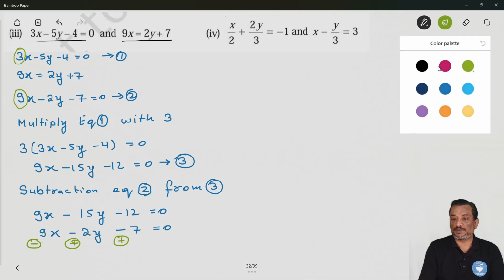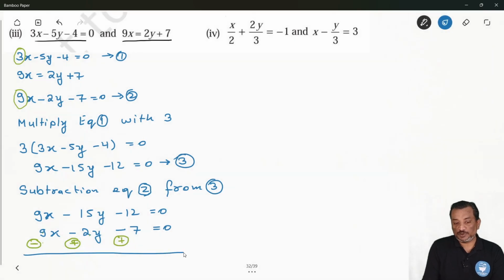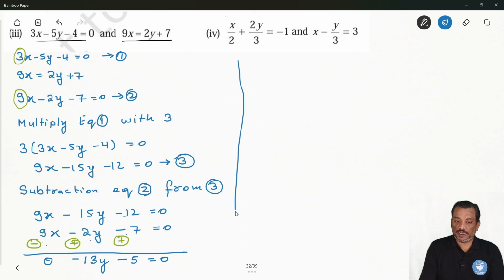Now we will subtract them. So if you subtract them, how much will you get? 9x and minus 9x become 0. Now minus 15y and plus 2y, so how much will you get? Minus 13y. Same way, minus 12 and plus 7, so you will get minus 5 is equal to 0. Hope you are getting it. After that we will say minus 13y minus 5 is equal to 0.